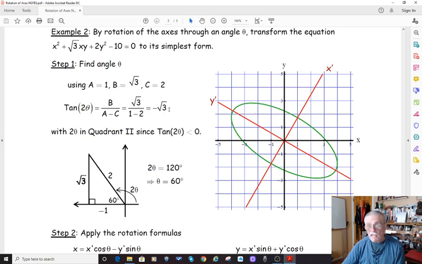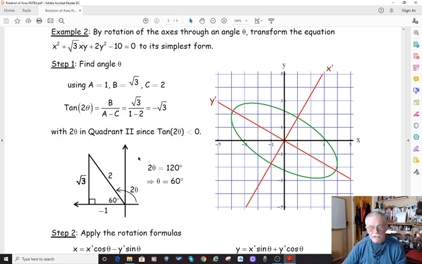Where is tangent negative? Now, for the time being, don't worry about the double angle. The book deals with that. I'm not going to deal with that right now. Just take a look at this, and the double angle is negative, so tangent is negative in quadrants 2 and 4. The context, we're in quadrant 2. So therefore, I'm in quadrant 2.